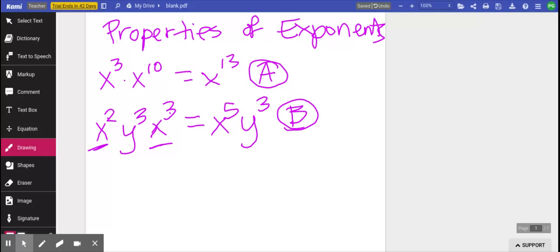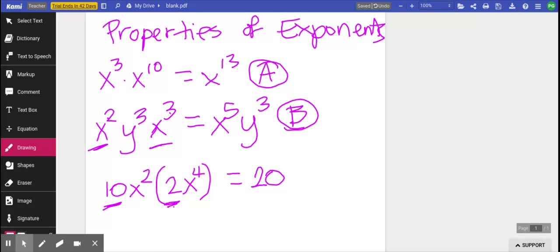Another situation that could happen is we could have expressions that have coefficients in front of the variables. And if that's the case, we're going to take this step by step. The first step is to multiply the exponents. 10 times 2 is 20. Then we're going to multiply the expressions with exponents. So we'd keep the base of x, and then we would add the exponents.